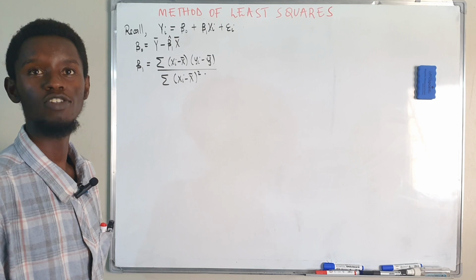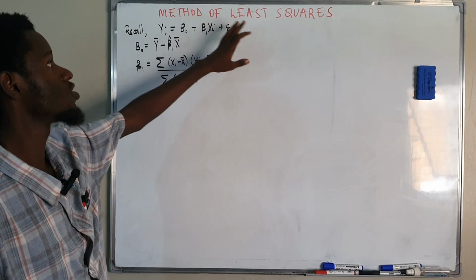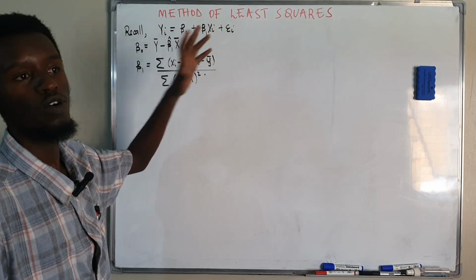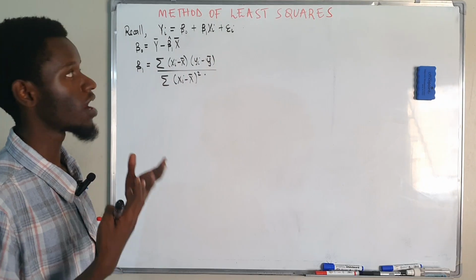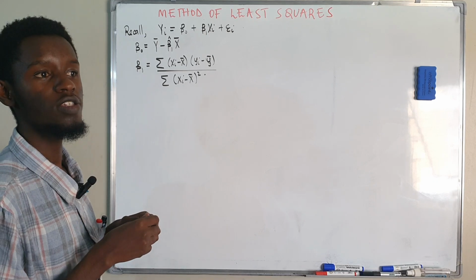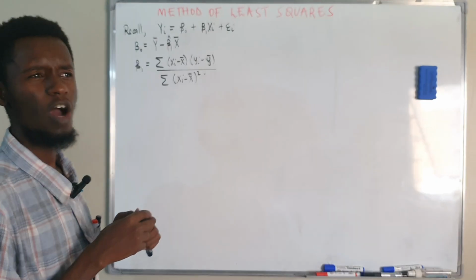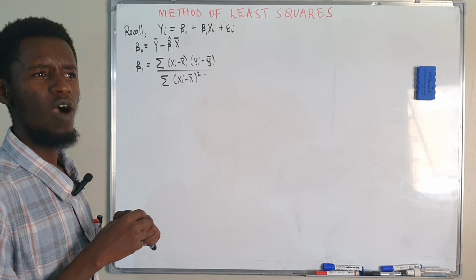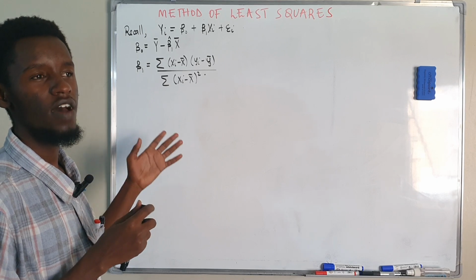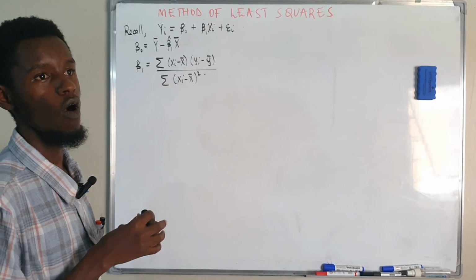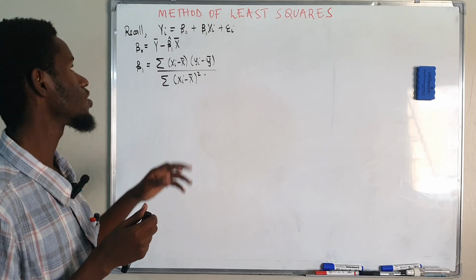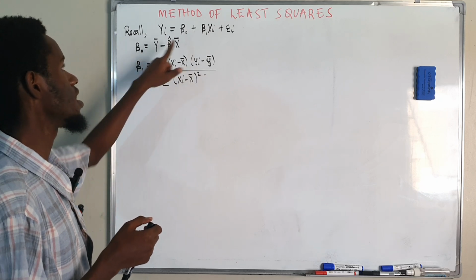Today, as we promised, we shall be talking about the method of least squares. This method is used to fit a model. We shall always use it to fit a simple linear model. But remember, in our previous video, we used this method to fit a model. Also today, let us prove how we get our b naught, our intercept in our model.